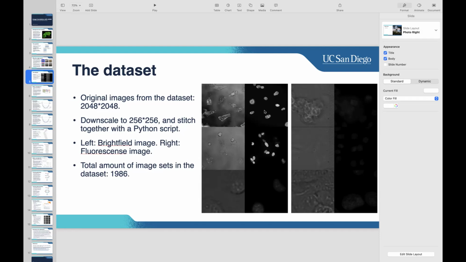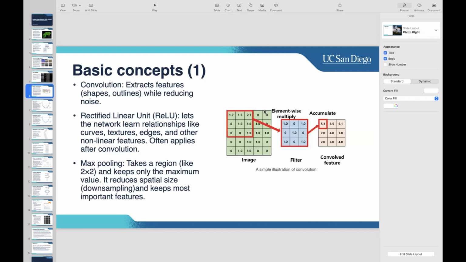Okay. So let's go over some basic concepts. The first is convolution. It extracts features like shapes and outlines while reducing the noise. This is a basic illustration of how convolution works. For this pixel, we use a filter, for example 1 times 1.2, and add all of this together, we get a number. This is the result of convolution.